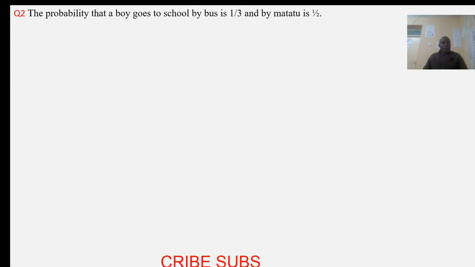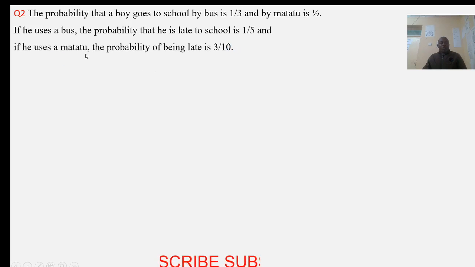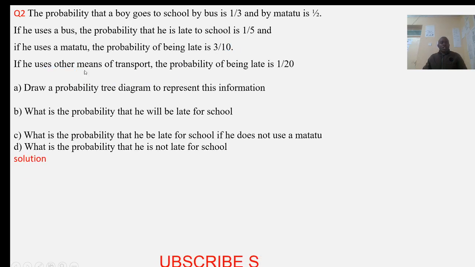I want to do question number 2. The probability that a boy goes to school by bus is a third, by matatu is a half. If he uses a bus, the probability that he is late to school is 1 over 5, and if he uses a matatu, the probability of being late is 3 over 10. If he uses other means of transport, the probability of being late is 1 over 20. Draw a probability tree diagram to represent this information.